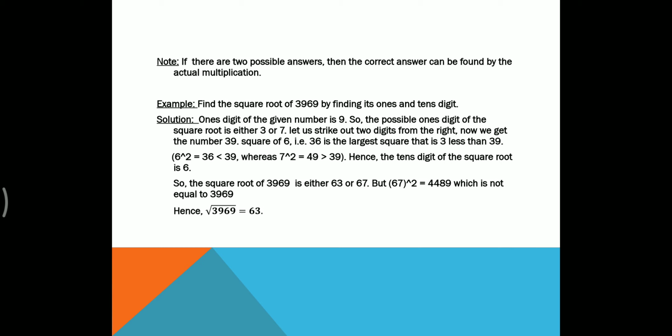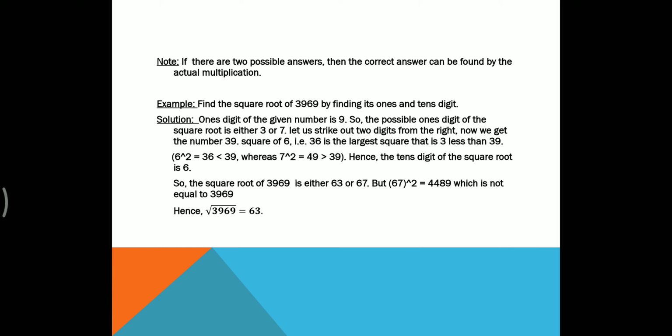If we take an example like, find the square root of 3969 by finding its ones and tens digit. The solution may be: the ones digit of the given number is 9. So the possible ones digit of the square root is either 3 or 7. Now let us strike out 2 digits from the right. The 2 digits from the right are 69. We are striking them out. Now we get the number 39.